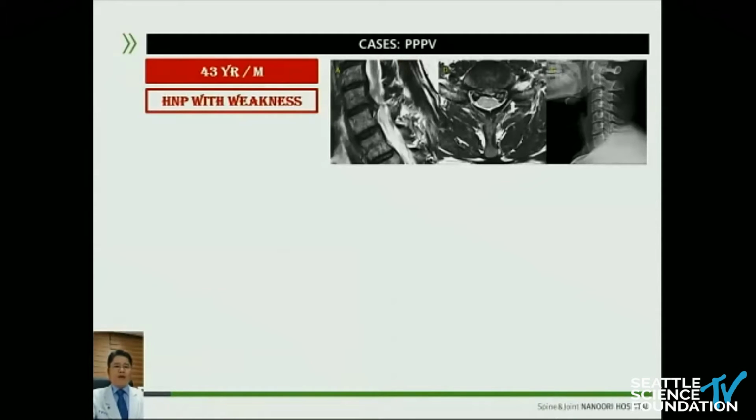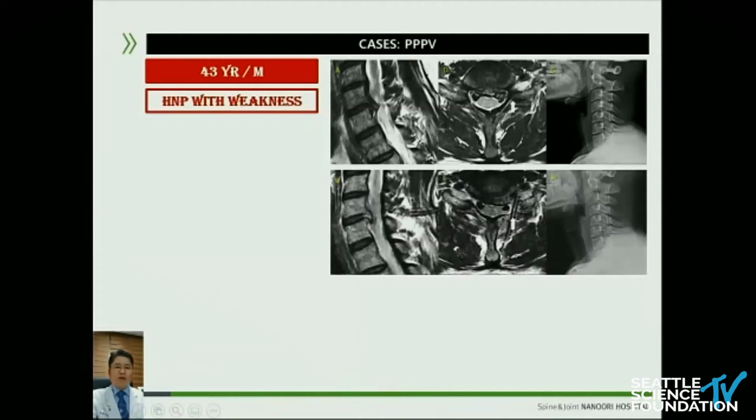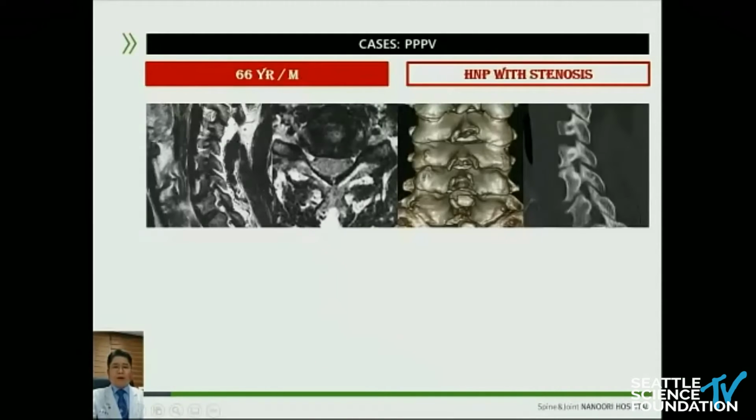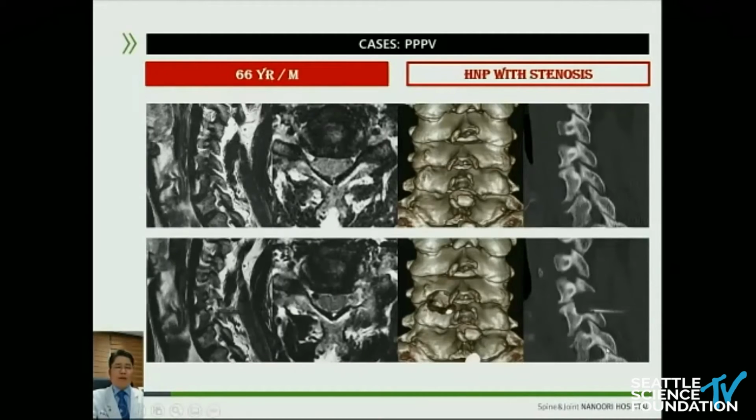This patient is a 43-year-old male patient with severe radicular pain and left arm weakness. After partial pediculotomy and partial vertebrotomy, the patient's left arm weakness was completely improved and the pain was completely resolved. This patient is a 63-year-old male patient with severe radicular pain and severe foraminal stenosis. After partial pediculotomy and partial vertebrotomy, the foraminal stenosis was improved sufficiently and the pain was completely resolved.